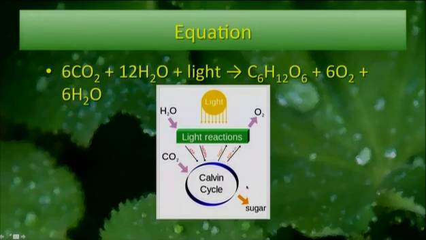So that's the equation I want you to know. 6 CO2 plus 12 H2O plus light goes to C6H12O6 plus 6 O2 plus 6 H2O. That's the balanced overall chemical equation for photosynthesis. And photosynthesis happens in 2 phases. You have the light reactions and the Calvin cycle.